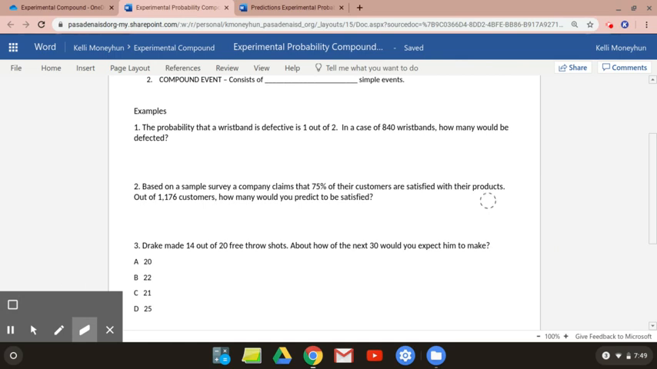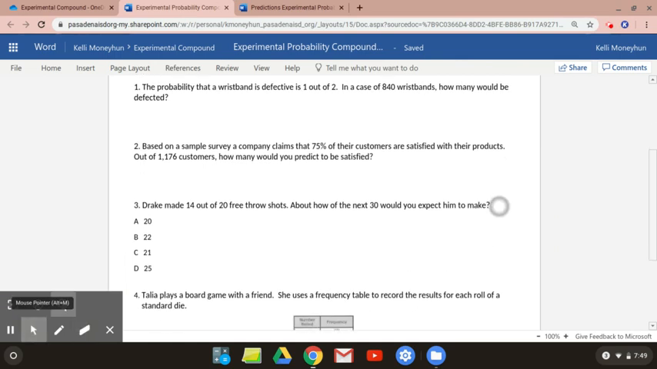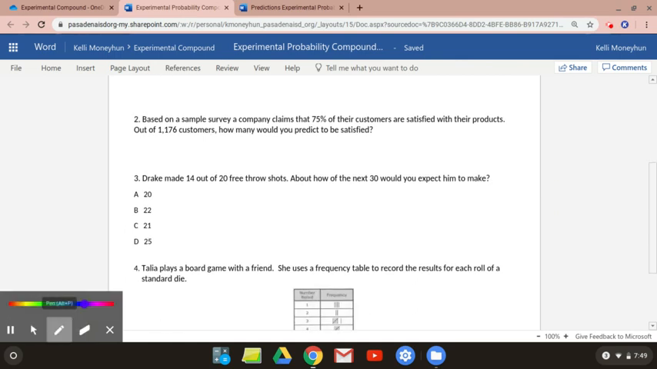Number 2 says, based on a sample survey, a company claims that 75% of their customers are satisfied with their product. Out of 1,176, how many would you predict to be satisfied? Wow, it even says prediction. How nice of these people. Goodness gracious, y'all. I haven't drank my coffee yet. Give me grace. All right.